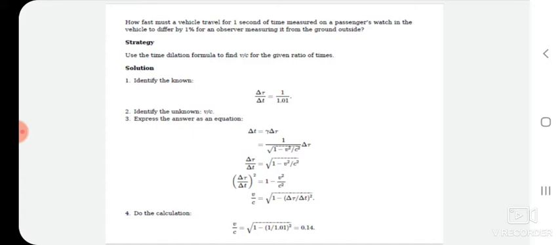Means the speed of that vehicle is 0.14 times the velocity of light. In this way you can find v also, means by using this time dilation expression you can find the time interval as well as the velocity of that vehicle.